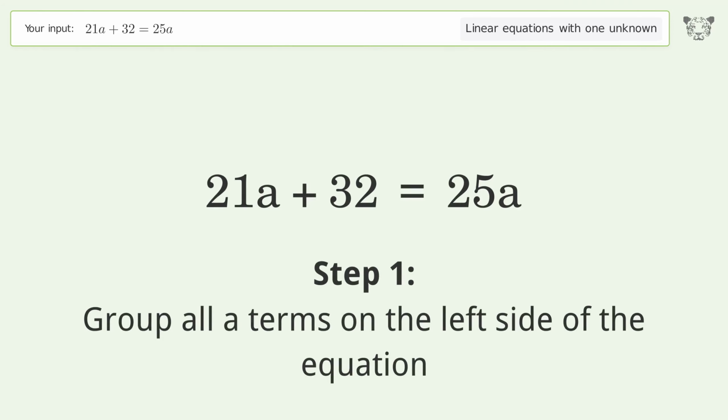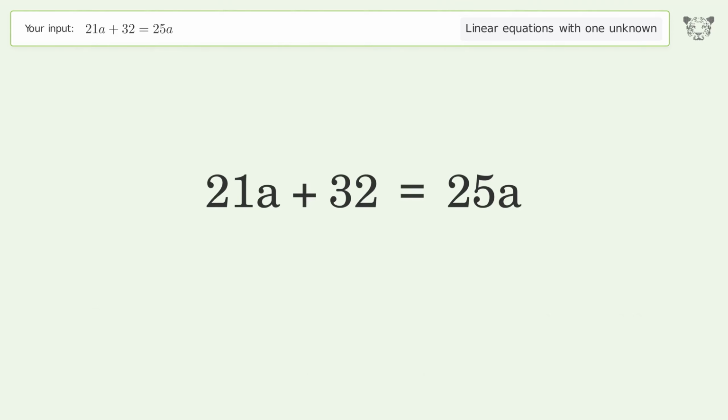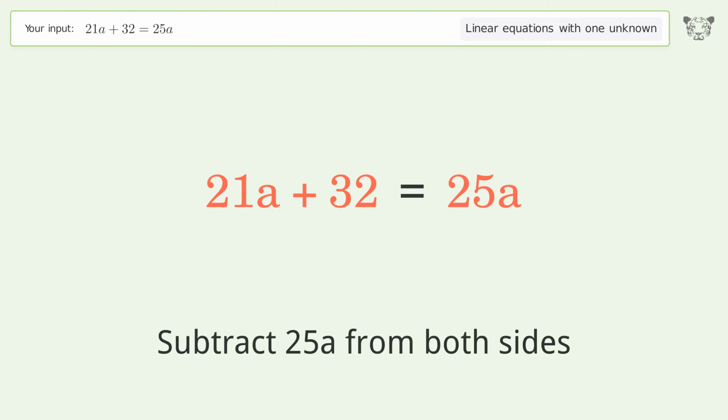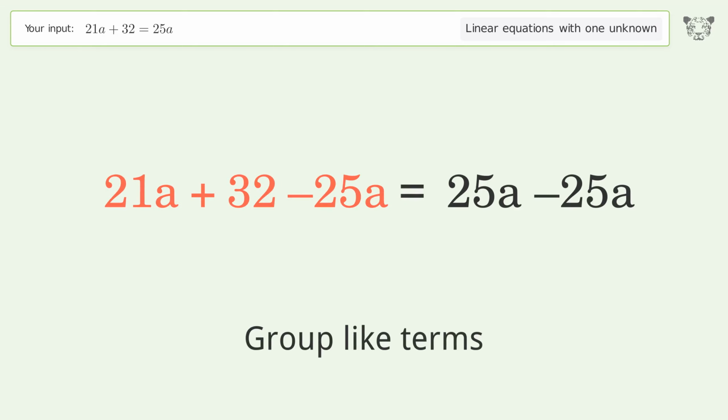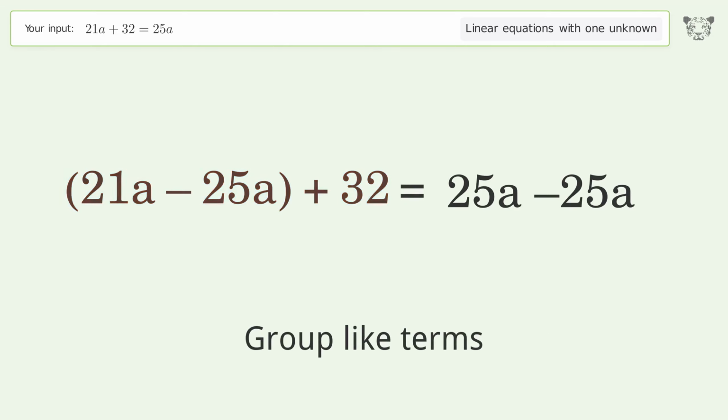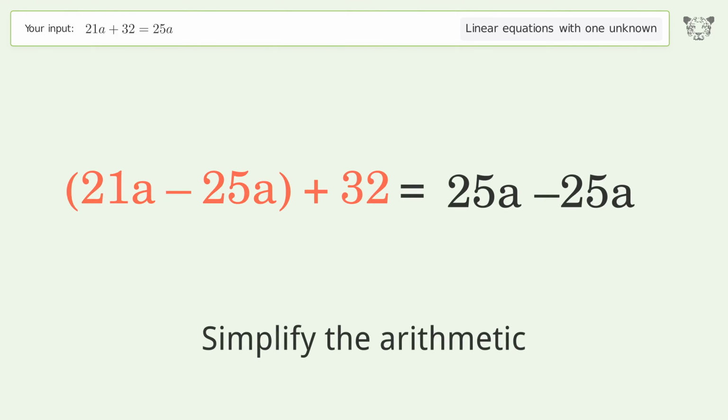Group all a terms on the left side of the equation. Subtract 25a from both sides. Group like terms. Simplify the arithmetic.